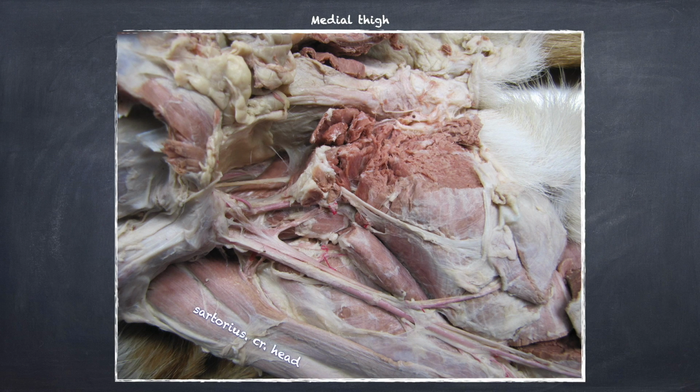Okay, so here's the sartorius, the cranial head, and the caudal head. Let's get ourselves oriented here. There's the vastus medialis muscle. There's the pectineus. And there's the adductor muscle. Down here's the gracilis, cut and reflected.